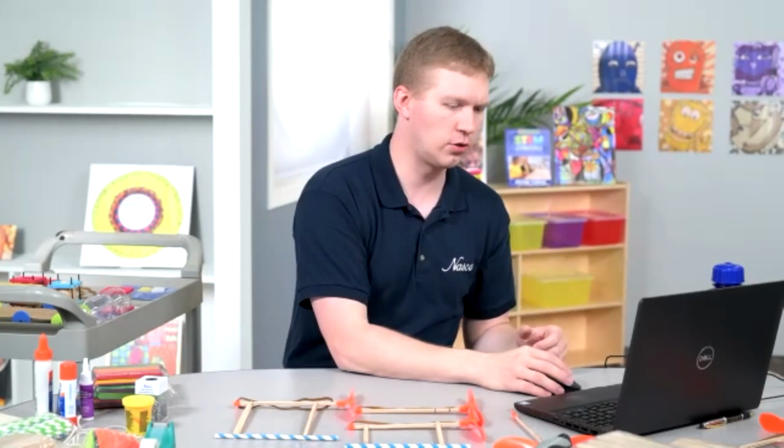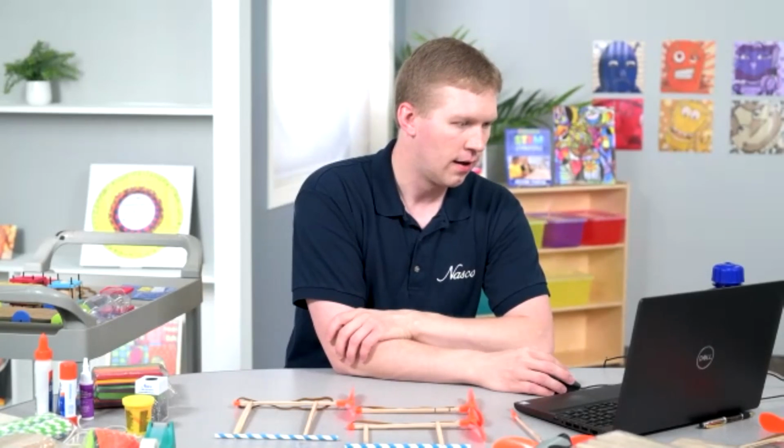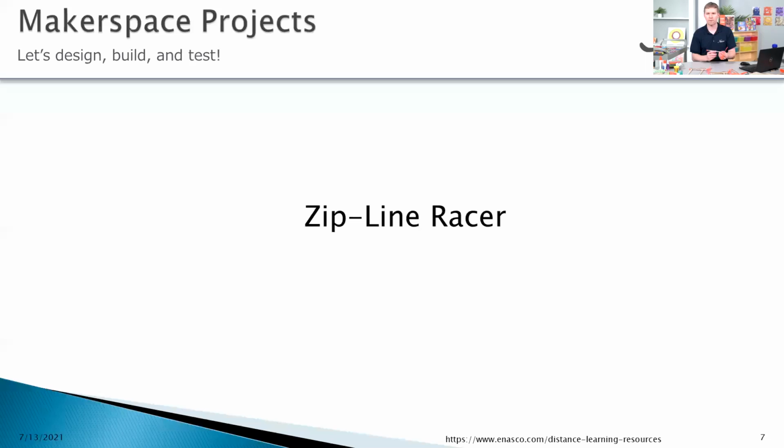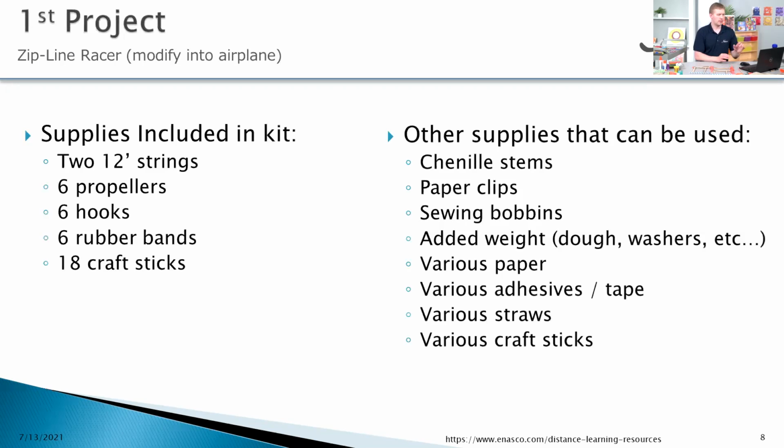Now we're going to go back to sharing our full screen again, back to my presentation, because I wanted to also go into some other supplies that you can utilize. So within this kit, you get, of course, your string. There's two 12-foot strings that you utilize to send the racer down.